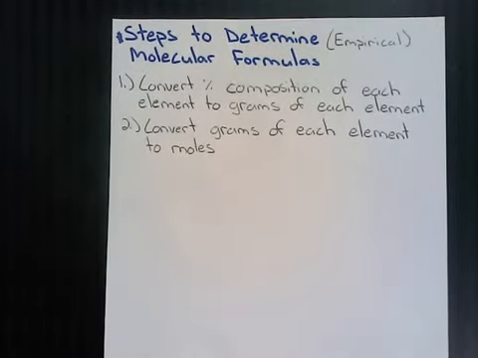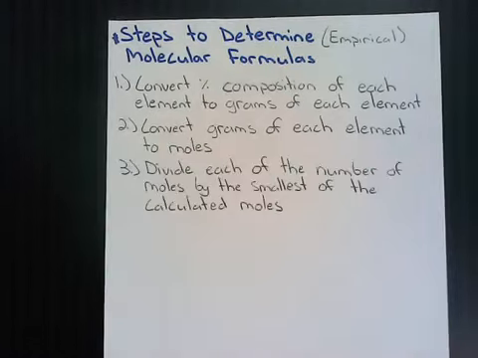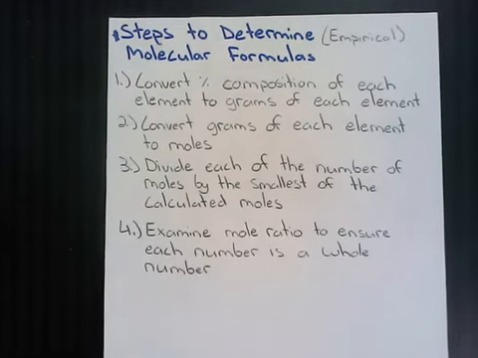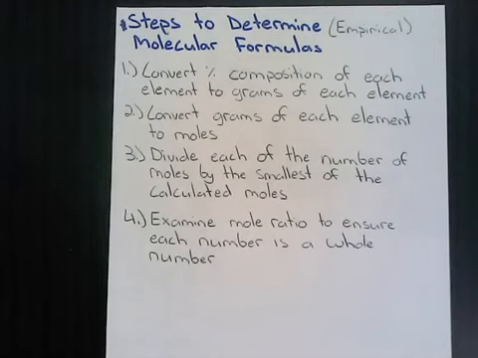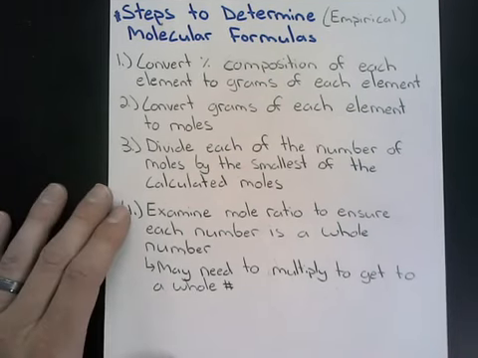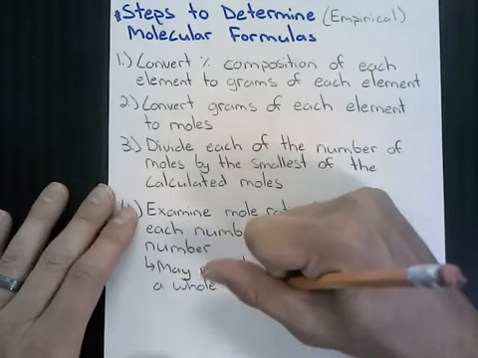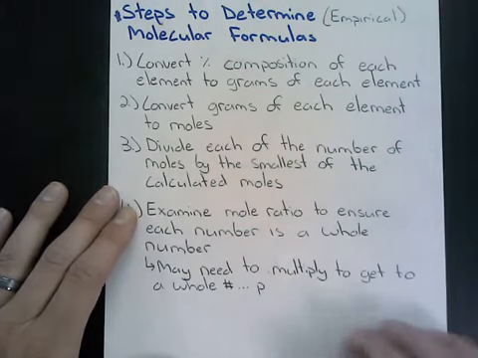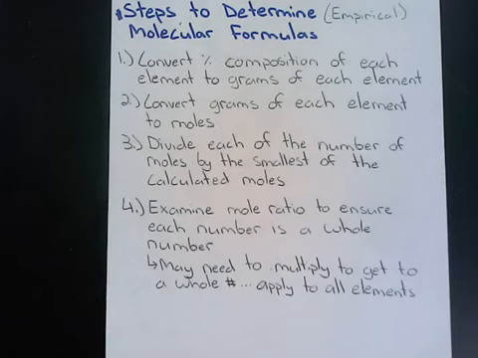The third step is to divide each of the number of moles from step 2 by the smallest of the calculated moles. Once you do this, step 4 is to examine the mole ratio calculated and ensure each number in that mole ratio is a whole number. If for whatever reason you don't have a whole number, you need to multiply to get to a whole number. Now, if you need to multiply something by a number to get that mole ratio into whole number format, you need to do it to everything. Think like algebra here. So I'm going to put here: apply to all elements.